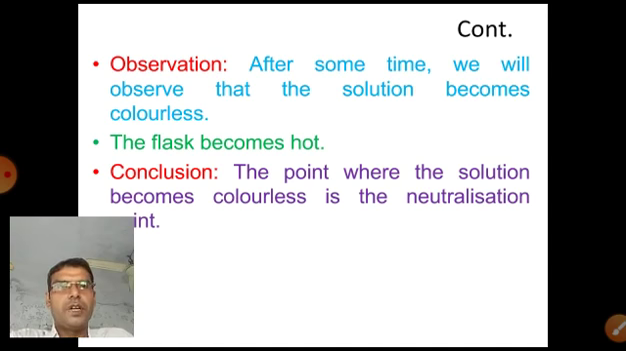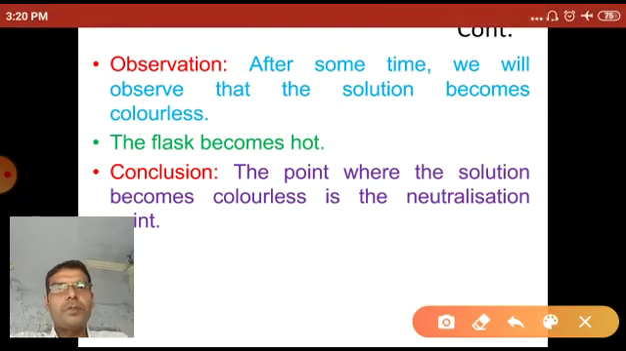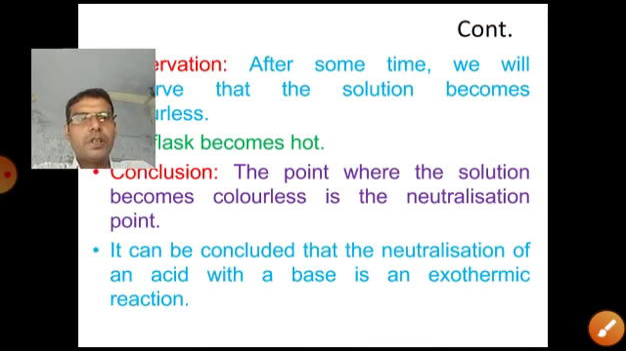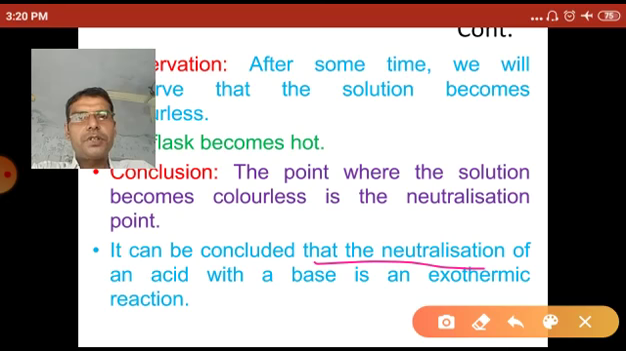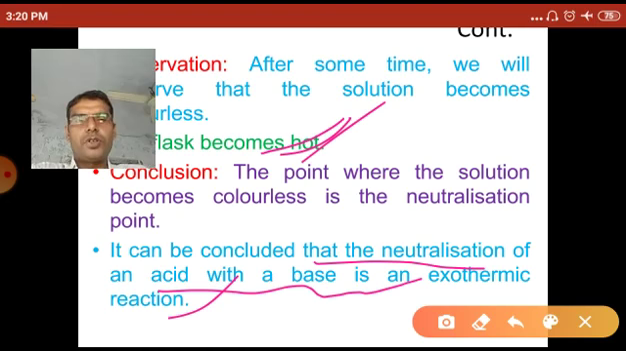This indicates that the hydrochloric acid neutralizes the sodium hydroxide, which is a base, and after neutralization the color becomes colorless due to the formation of neutral salt, sodium chloride. The point where the solution becomes colorless is called the neutralization point. And it can be concluded that the neutralization of an acid with a base is an exothermic reaction because the flask becomes hot.